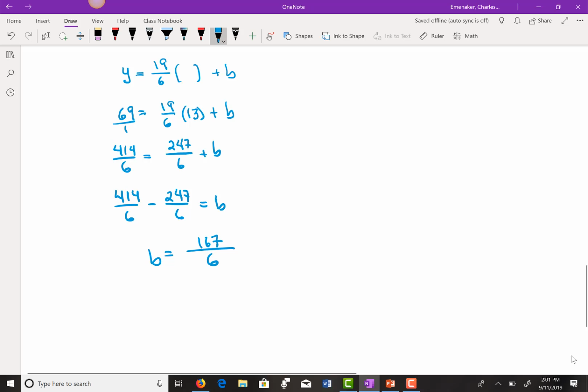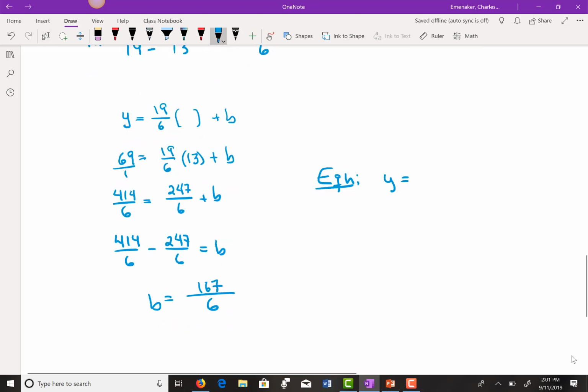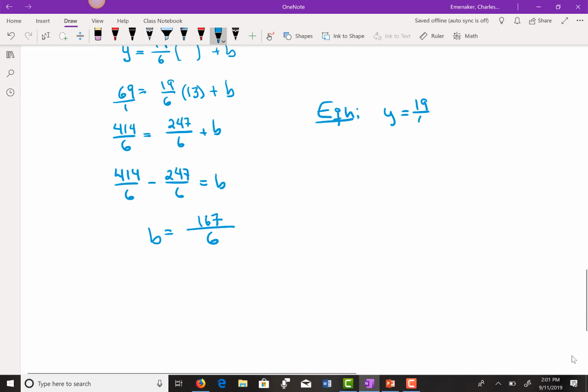Now, this may be an equation unlike many or any you've ever seen before. What our equation is going to look like is y equals, and the slope is the 19 over 6, x, plus the b value, 167 over 6. Anybody lost? Okay. Yes, sir. Okay, what formula? This is the slope-intercept, because it has the slope there in front of the x, and the 167 over 6 is the y-intercept.